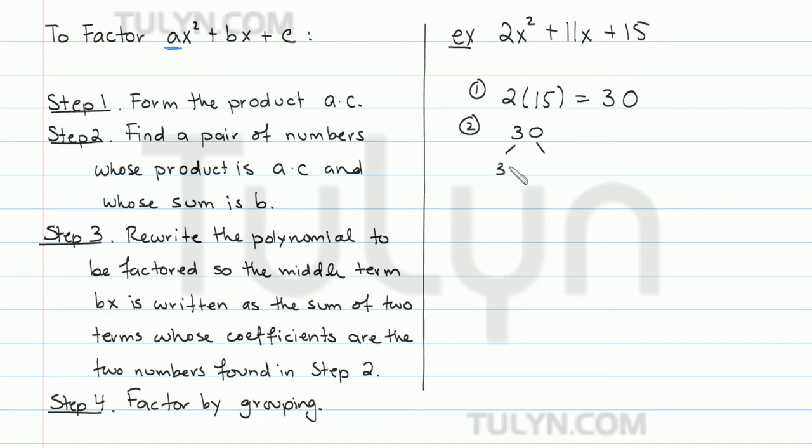So 30 factors into 30 times 1, or negative 30 times negative 1, right? And none of these add up to 11. So next is 15 times 2, or negative 15 times negative 2. And these don't add up to 11. So let's try 10 and 3, or negative 10 and negative 3. Alright, still absolutely no luck.